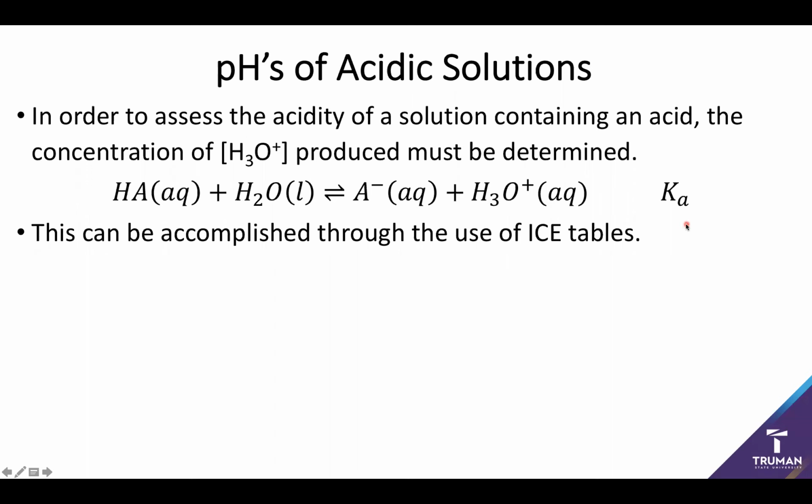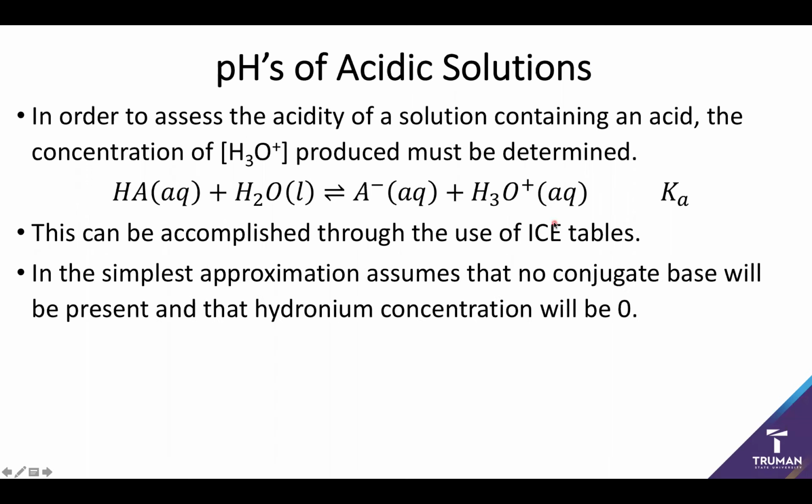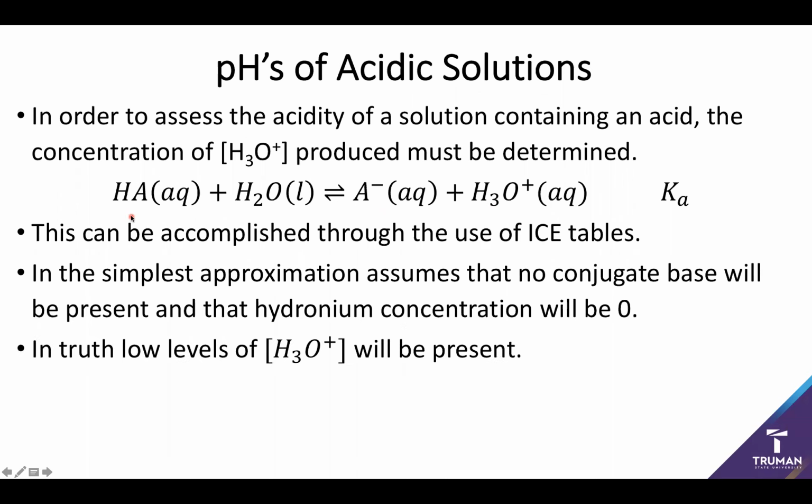So the simplest approximation we can do is we're going to assume that we've got no conjugate base and no hydronium under the initial conditions. So my only thing present in solution under the initial conditions is going to be my acid. So in truth, it's important to note that we are going to have low levels of hydronium already present from water. However, since these concentrations are about 10 to the negative seventh, we should be safe in a lot of cases by assuming it's pretty close to zero.